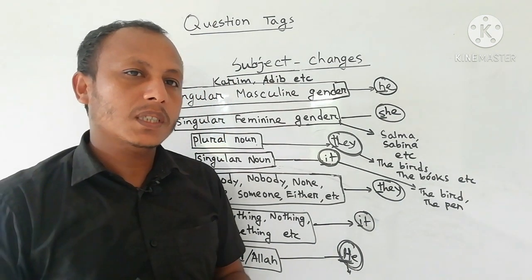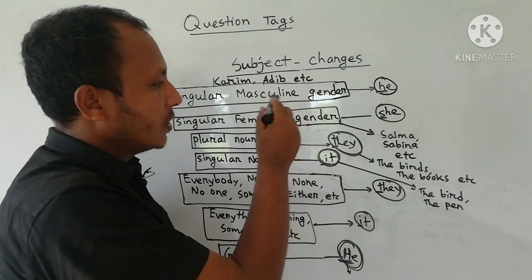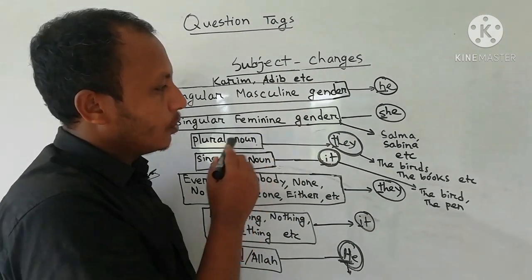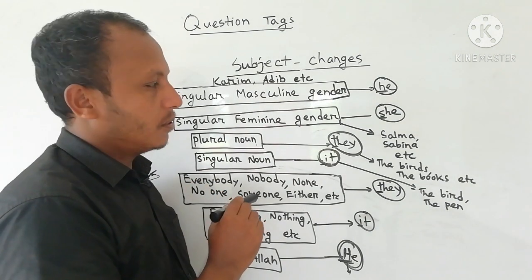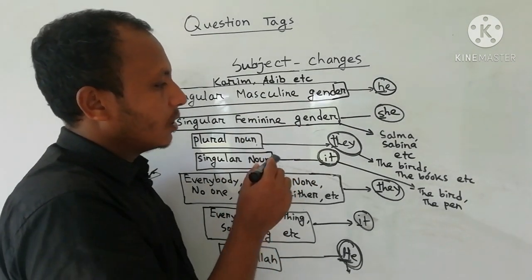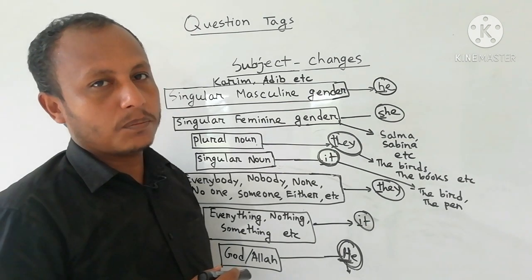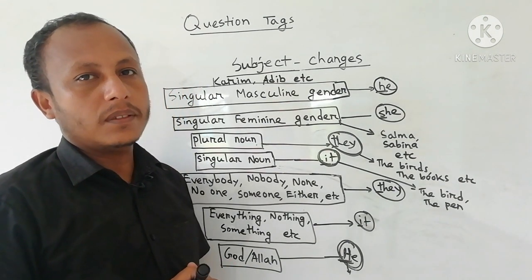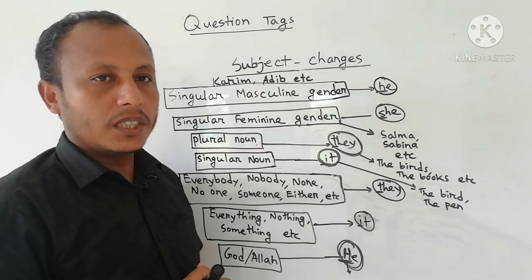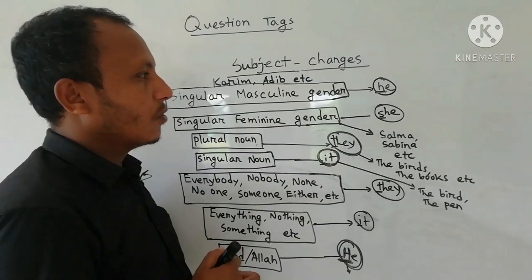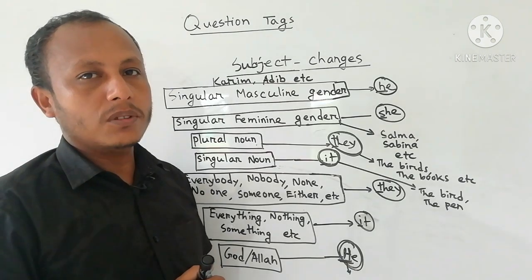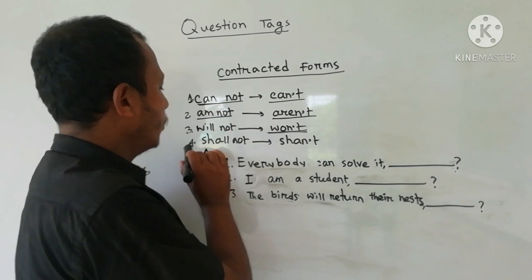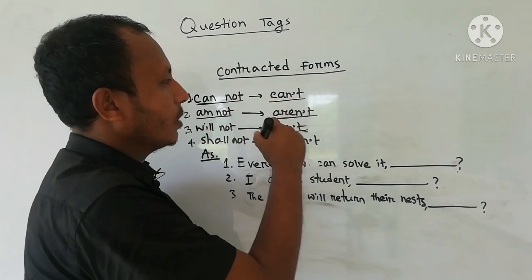Dear my students, please memorize these changes, memorize these words for making question tags. If you don't learn these changes, you can't make question tags properly. To make question tags properly, you must learn it. Next, we will discuss contracted form for making question tags. These number 1, number 2, number 3, number 4 are the contracted forms in making question tags.